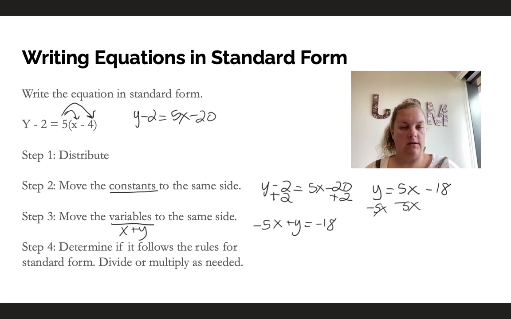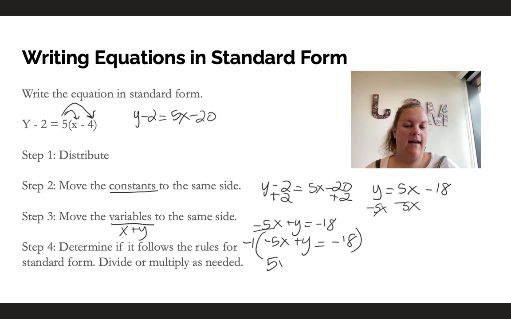Well, there are no fractions, so it works. A, however, the number in front of the x is negative 5. So this does not follow the rules for standard form. In order to get rid of a negative number in this type of equation for A, I need to multiply everything by negative 1. The entire thing gets multiplied by negative 1.